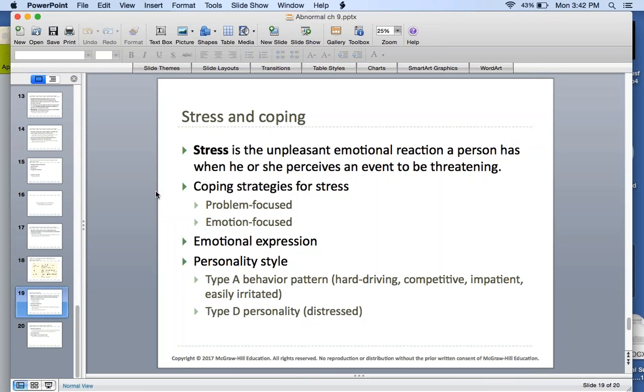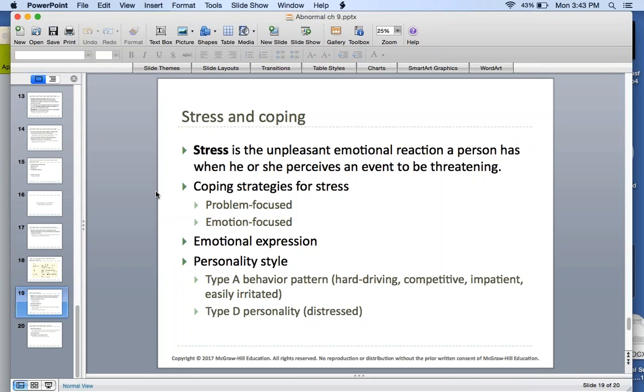Now, type A, people usually know what type A is, right? Intense, hard driving, competitive, impatient, easily irritated. They're going to be on time. They're going to do their homework in therapy session, not because they want to, because that's what they do. They do it all. They do all this stuff. Everything has to be perfect. That's exhausting and hard on your heart.